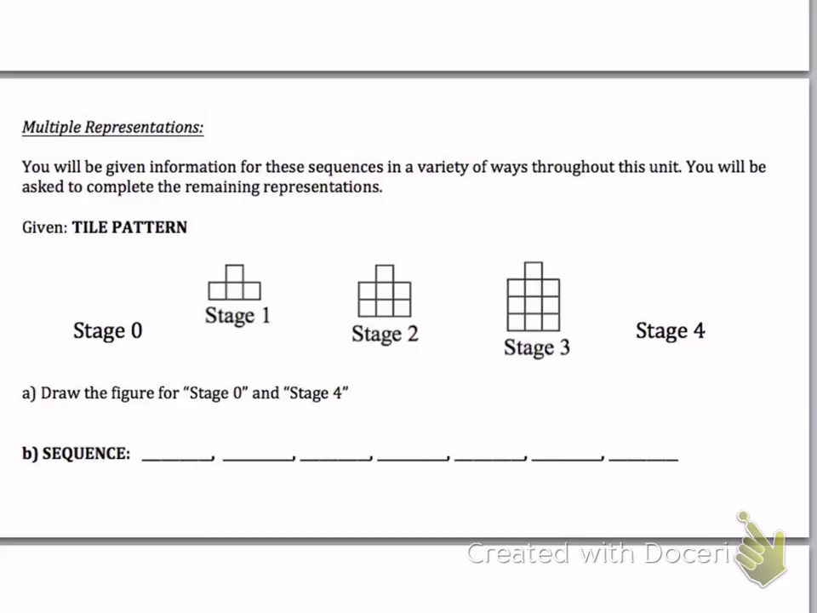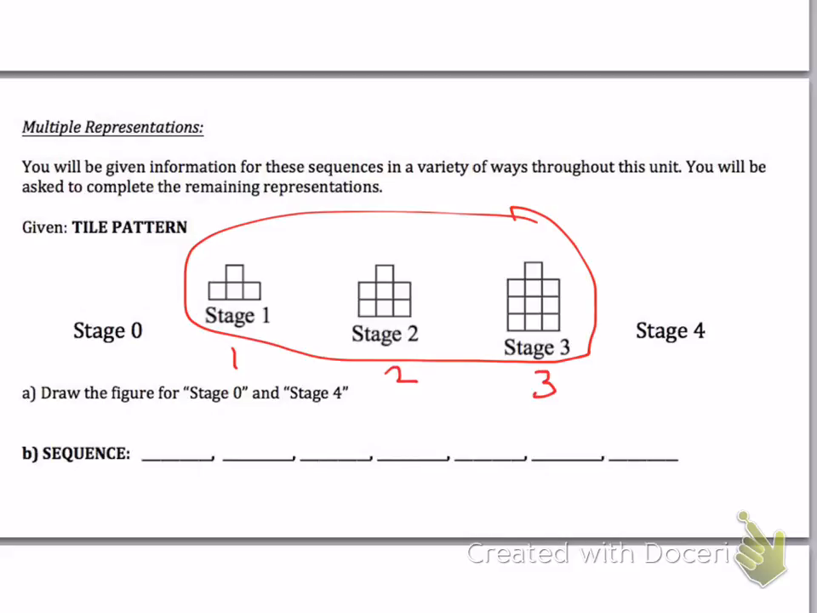Okay, so multiple representations. You will be given information for these sequences in a variety of ways throughout this unit. You will be asked to complete the remaining representations. So in this case, we're given a tile pattern, which is pretty common because it's hard for students to create tile patterns on their own. So if you notice, you are given the stage 1, stage 2, stage 3. This is really term 1, term 2, and term 3. So over here, you're going to fill in stage 4, which is term 4, stage 0, which is term 0. Remember, the 0 and the 1 get confused often, and it's important to know which one is which.